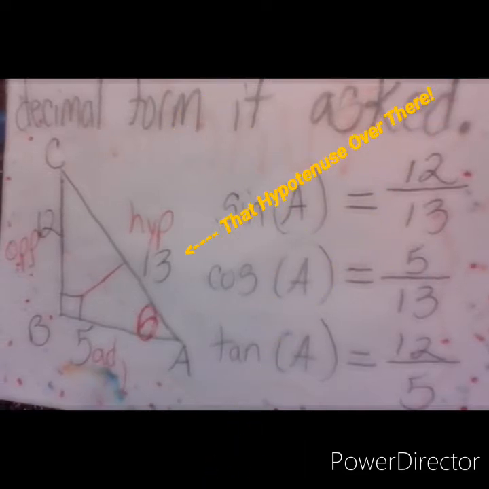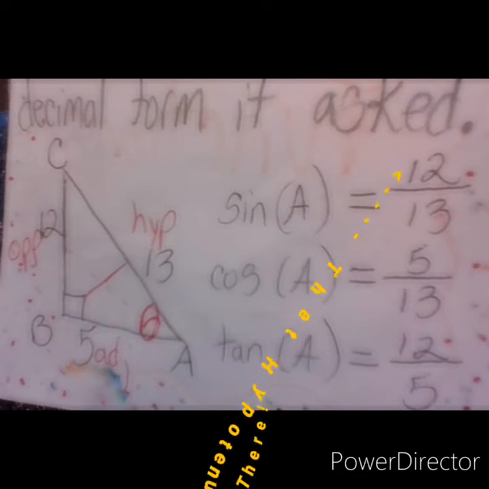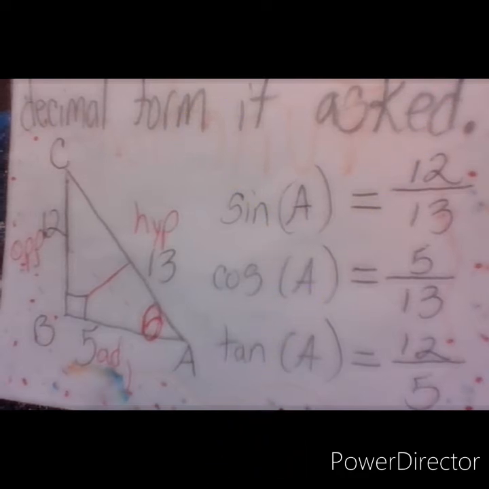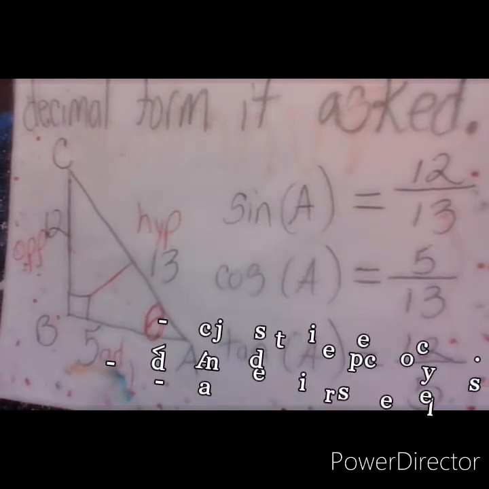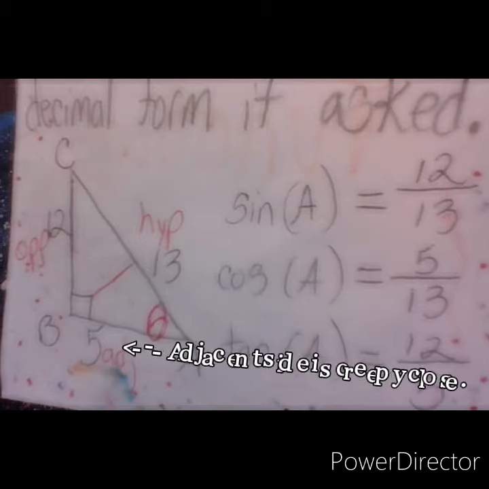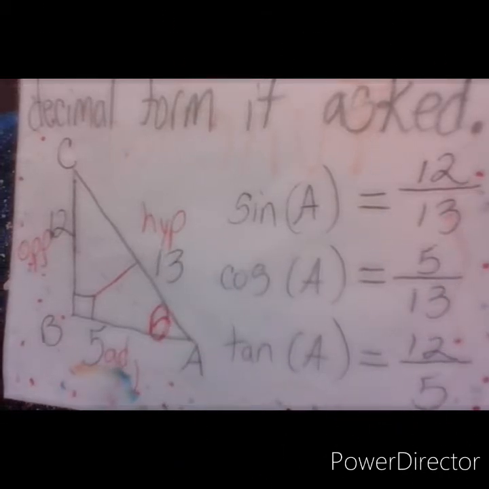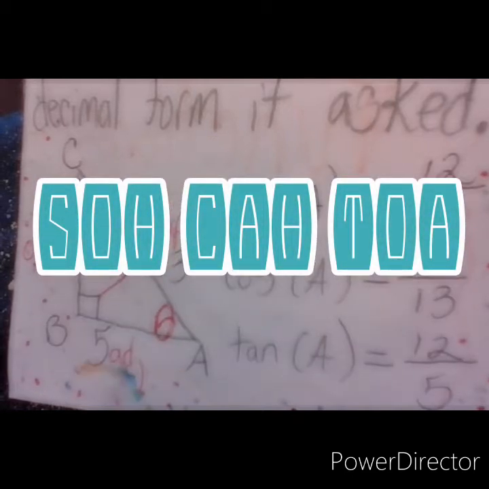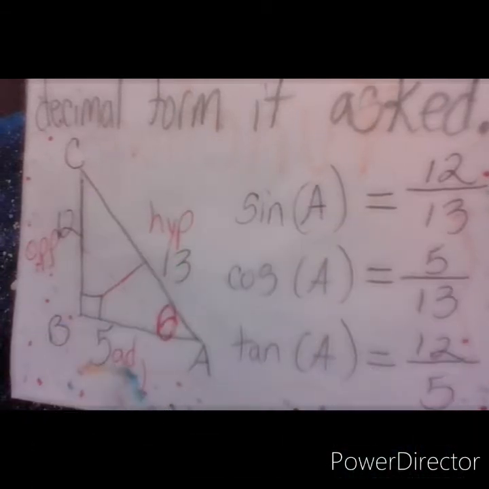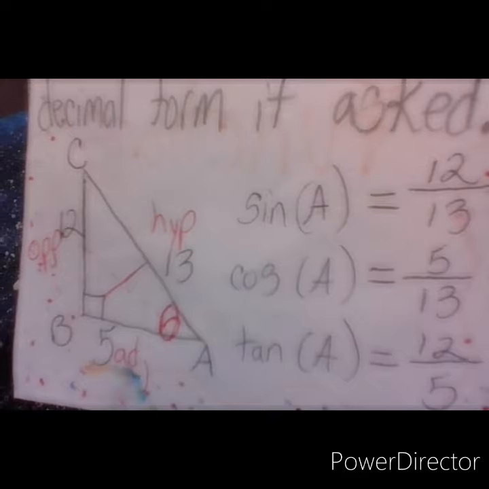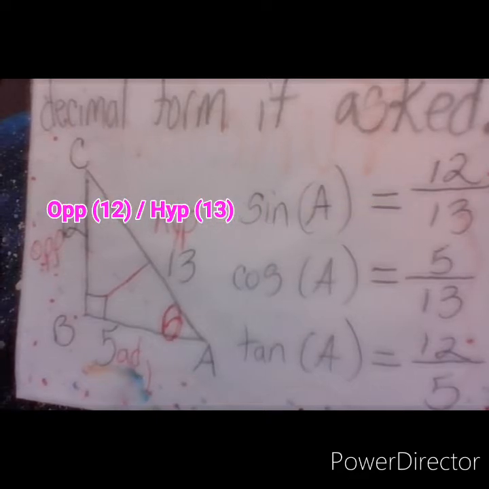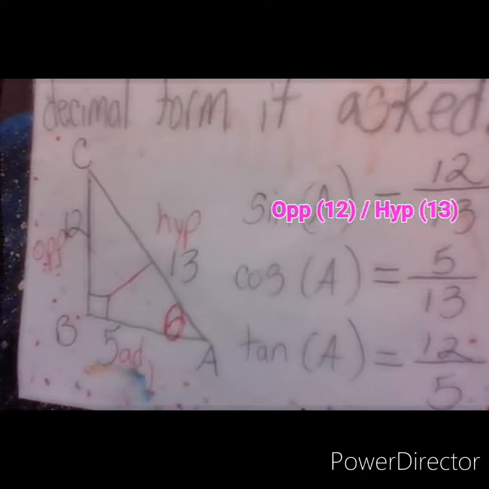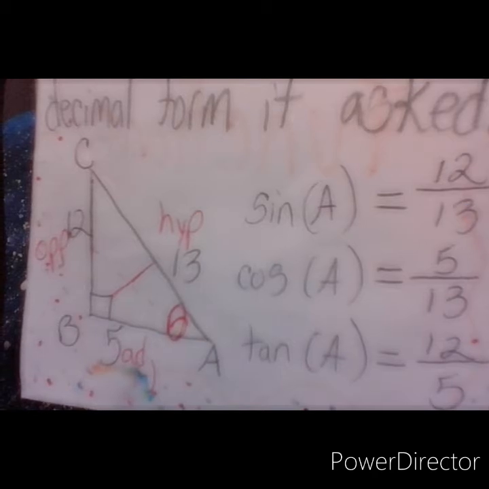The 90-degree angle is pointing at that hypotenuse over there, 13. Label that. And the last side is adjacent. That's labeled, which is 5. Step 2 says use the formula that's given to you to create the ratio. So sine is opposite over hypotenuse. Opposite is 12, hypotenuse is 13. Bada boom, got our ratio.